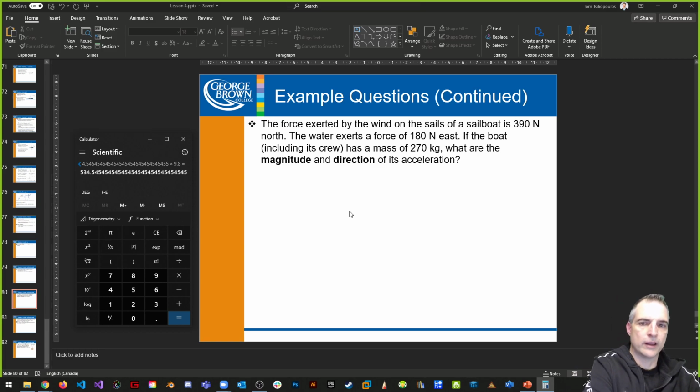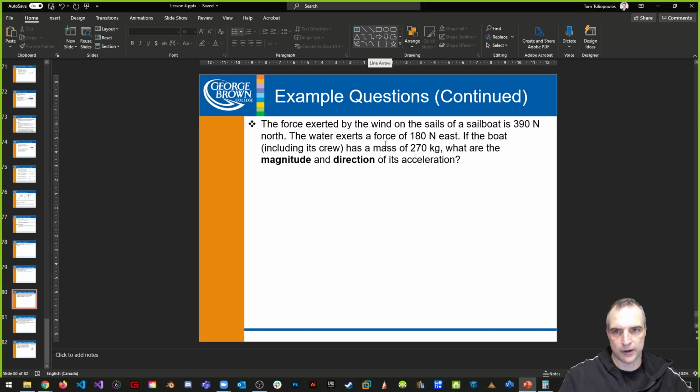The force exerted by the wind on the sails of a sailboat is 390 newtons north. The water exerts a force of 180 newtons east. I guess I'm looking at it from a top-down perspective. If the boat, including its crew, has a mass of 270 kilograms, what are the magnitude and direction of its acceleration? How would you approach this problem? What you do is you create a free body diagram. So you'd say, okay, 390 newtons north, so I would draw an arrow for my free body diagram. Let's draw a big fat arrow. Then I want to draw an arrow the other way around.